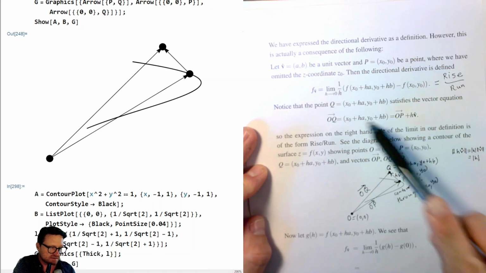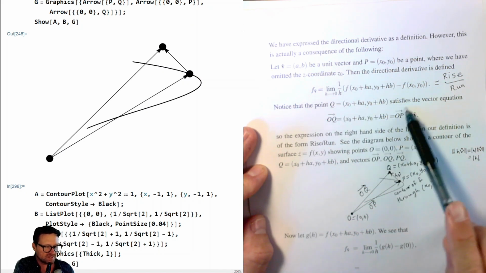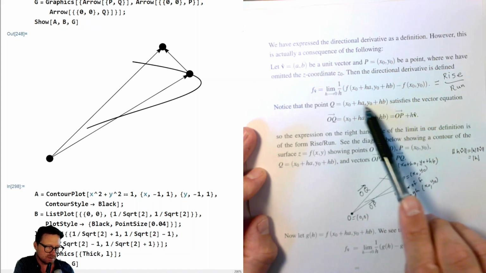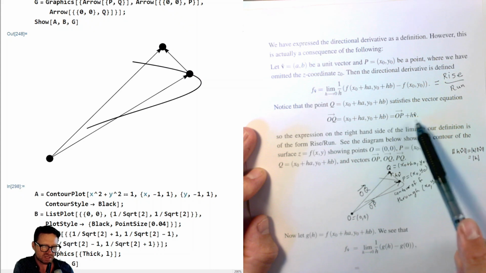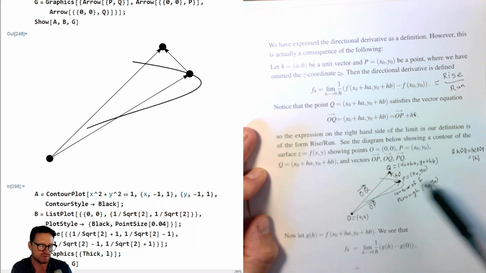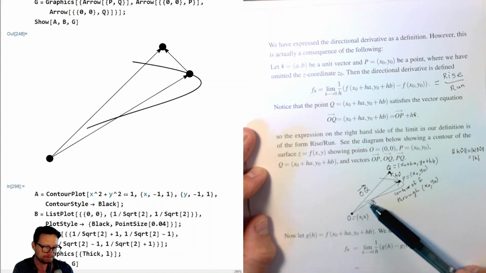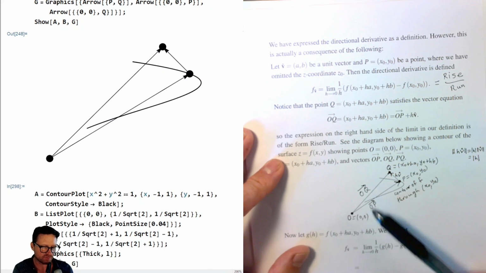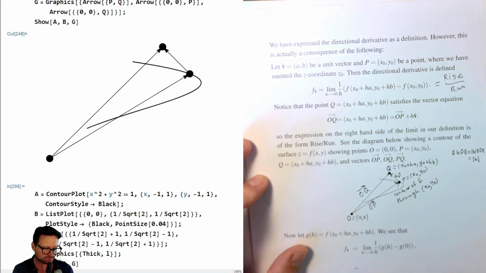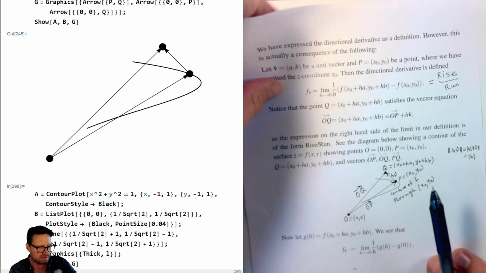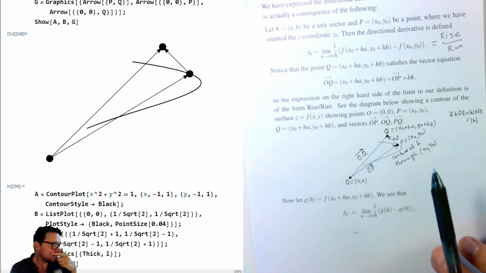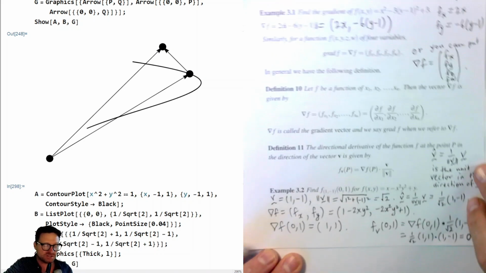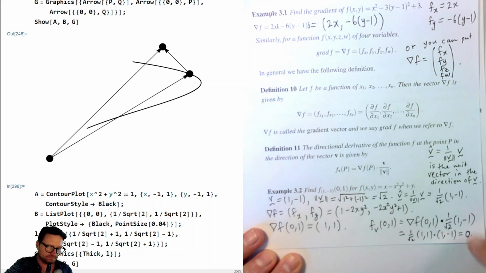Let's note this. The point Q satisfies this vector equation, OQ equals OP plus h v hat, just as we have in the diagram here. So the expression on the right-hand side of our limit is of the form rise over run. Now have a look here. Let's do some calculations to come up with this other formula that we have on the previous page.